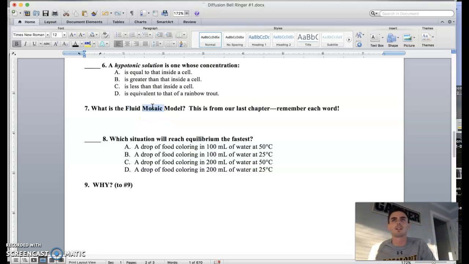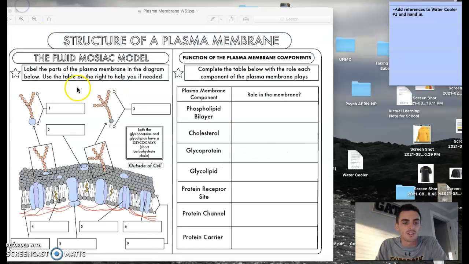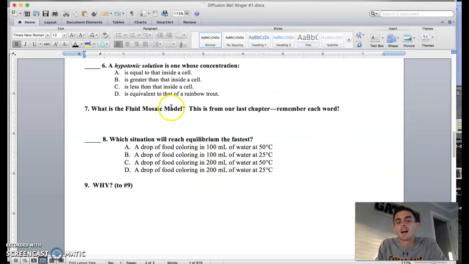Mosaic, like those mosaic glass windows, are made up of many little pieces. As you guys will see in just a little bit here, the plasma membrane is made up of a lot of different pieces for sure. And then model just means it's a work in progress.